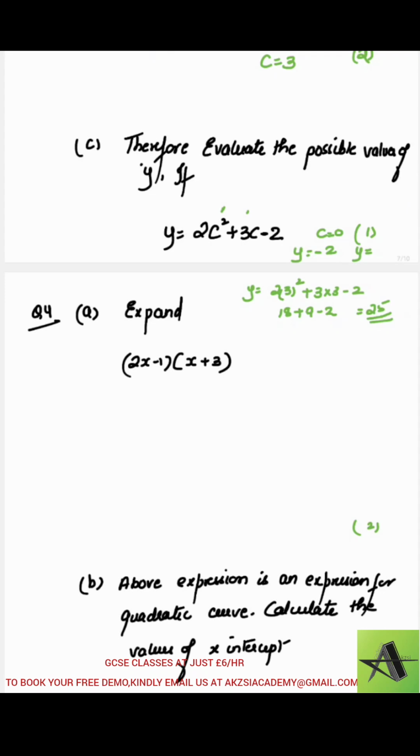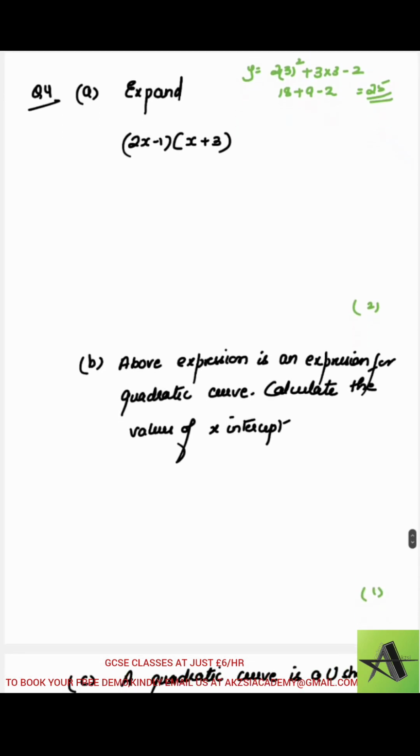Moving on to question number 4. Expand 2x minus 1 times x plus 3.